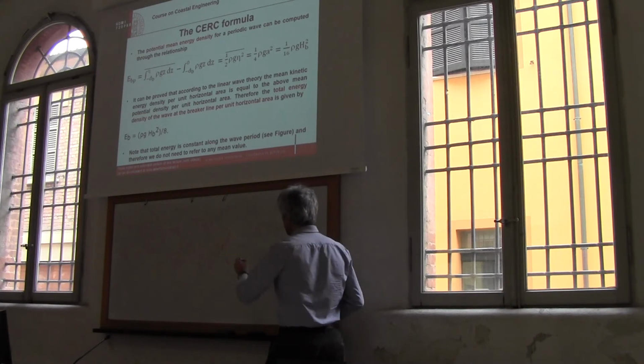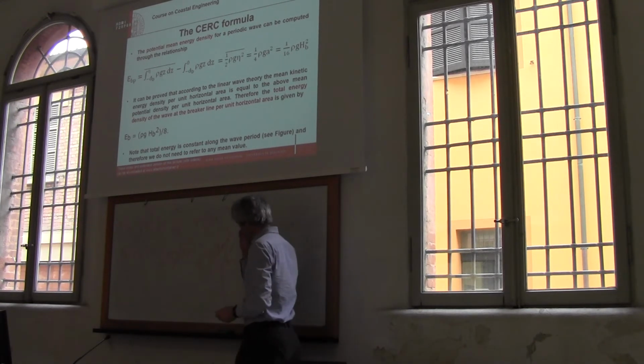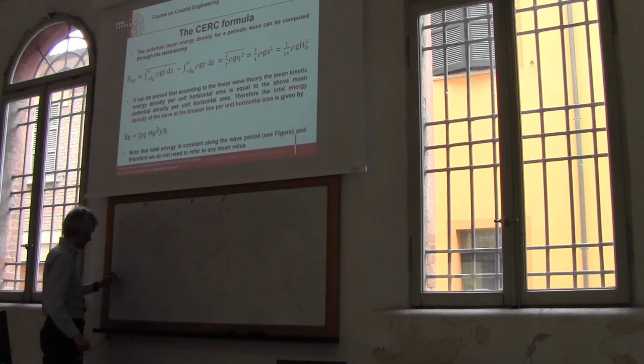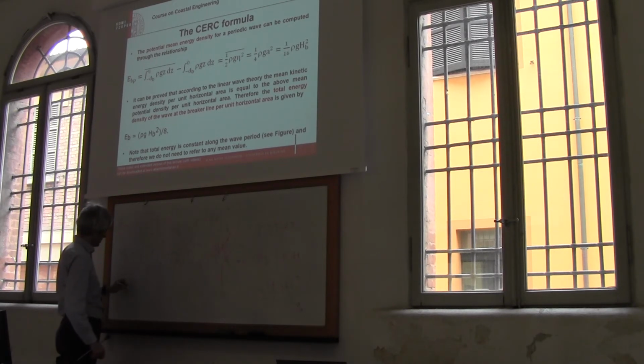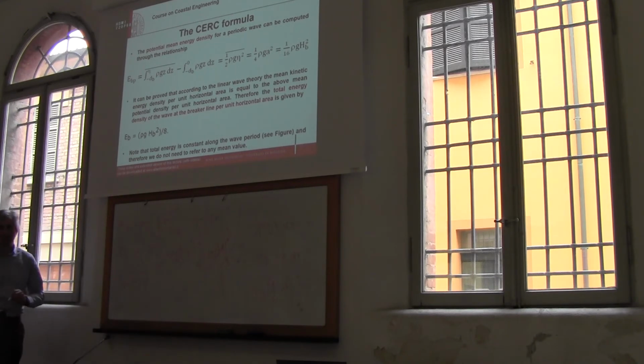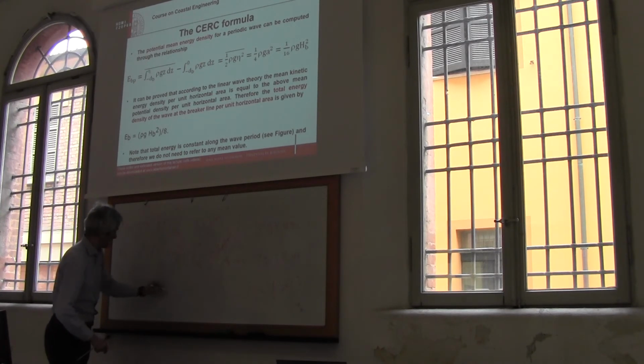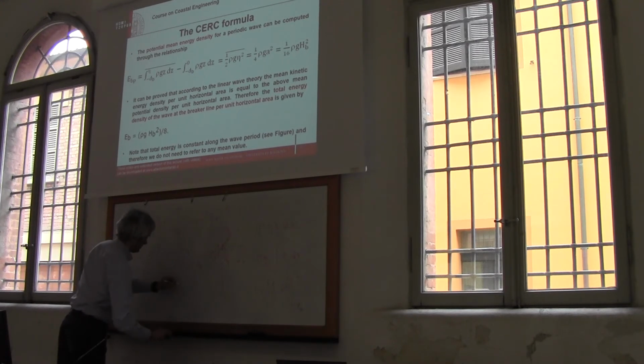And therefore, be careful, what I obtain is E_BP equal to rho g 1/2, it is still constant, eta squared average, and then I can take rho g, the constant, out of the average sign. This is equal to 1/2 rho g eta squared average.